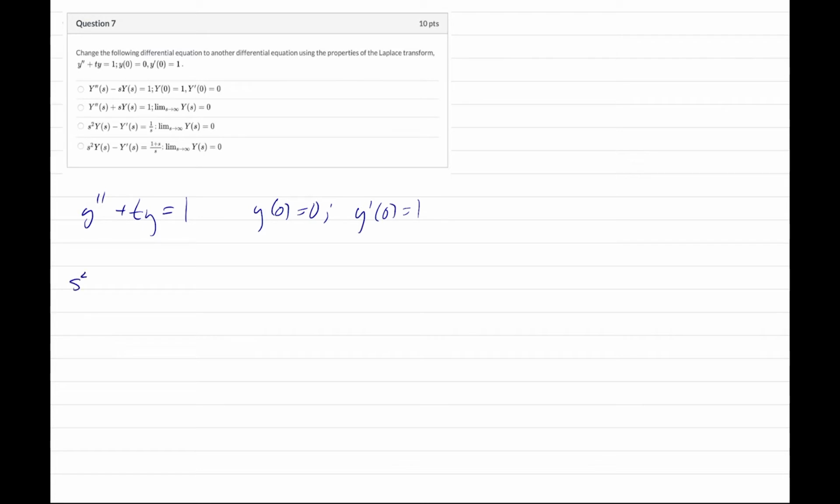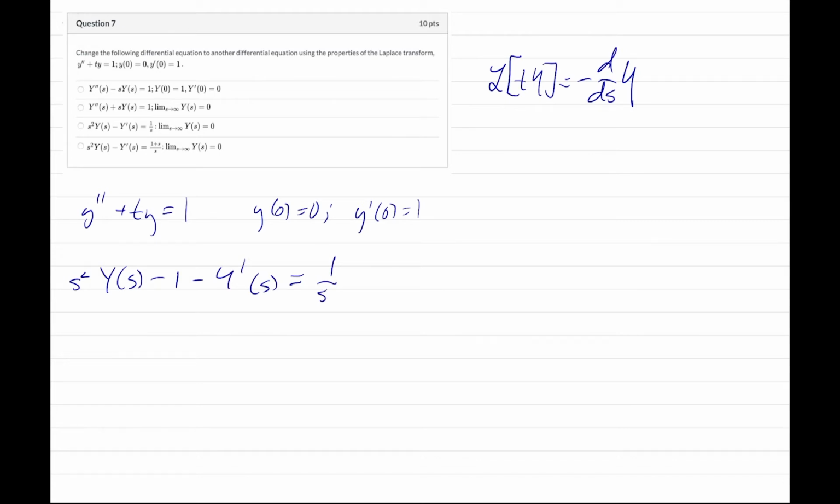Y double prime becomes s squared times Y of s minus y of 0 times s, and that's just 0, minus y prime of 0, which is 1. Then we get plus the Laplace transform of ty. Well, we know the Laplace transform of ty is actually equal to negative d by ds of big Y. So I'm going to put, instead of plus, minus Y prime of s is equal to, now we had a 1 on the other side, so it's 1 over s.